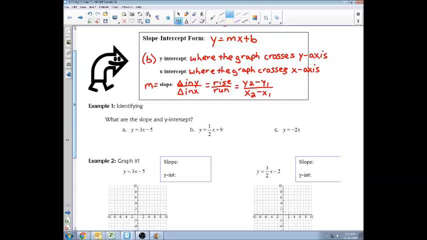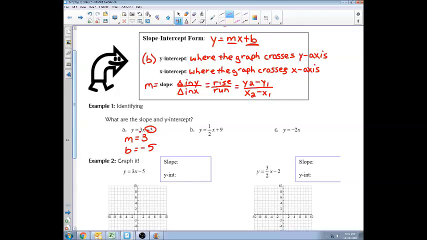Let's keep your slope-intercept form up there. So the slope is always attached to the x. In this case, my slope is attached to the x, so my m would equal 3. My b is always the number that's at the back end by itself. In this case, it would be negative 5, so my b equals negative 5.